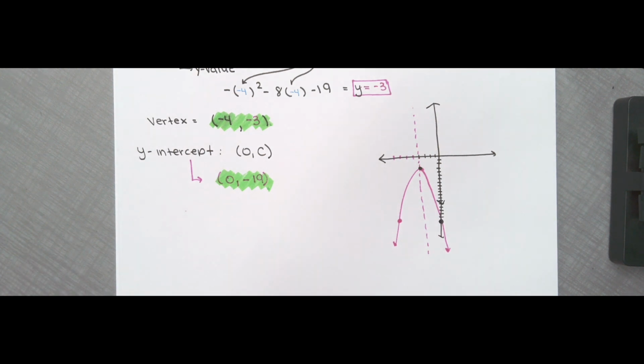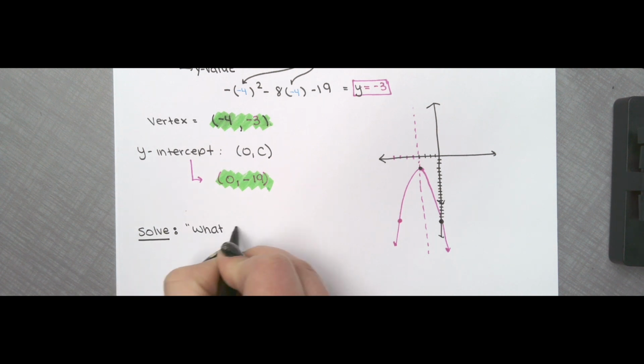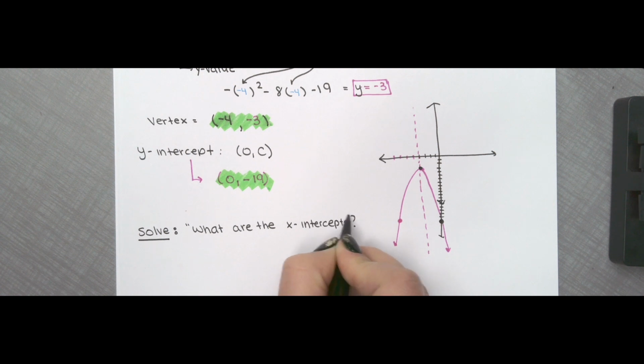Okay. Now the objective of chapter 4 is not graphing. We have already tested you on this in chapter 3. Our goal is for you to solve. Solve means, what are the x-intercepts? So whenever it's asking you to solve a quadratic equation, it's asking you what are the x-intercepts.